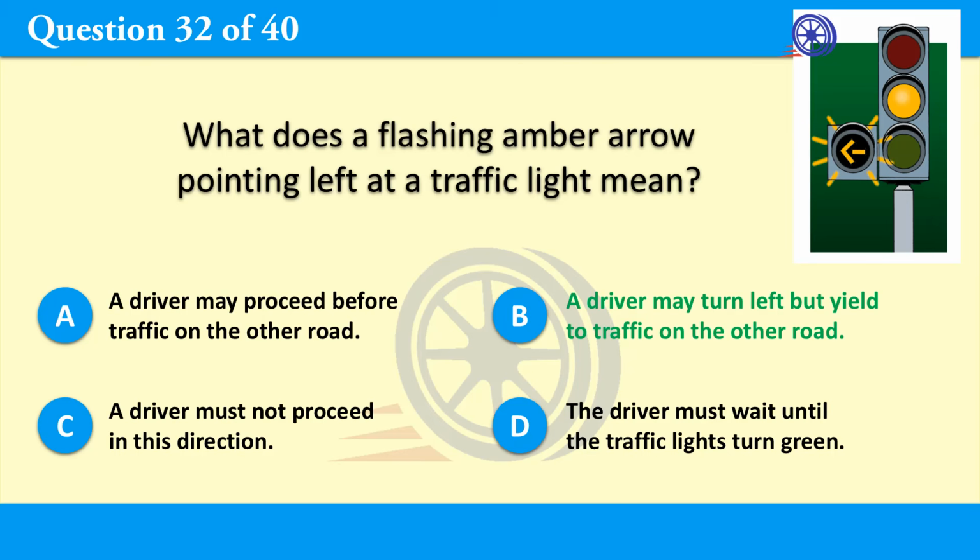Correct answer, B. A driver may turn left but yield to traffic on the other road. Explanation: a flashing left amber arrow at a junction means you may proceed left but must give way to pedestrians and traffic already coming through the junction on the other road.